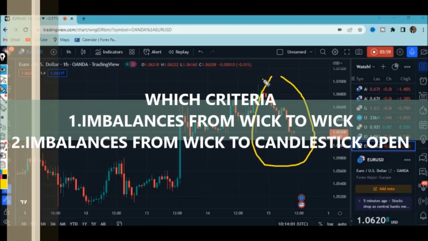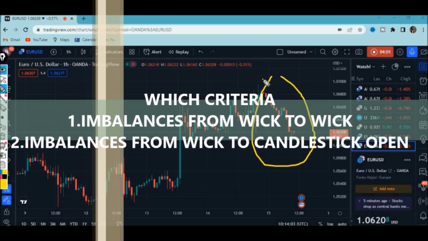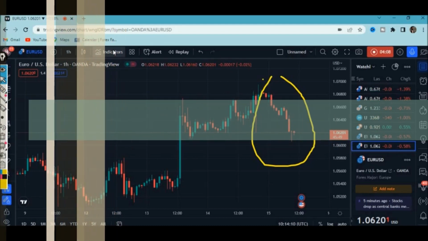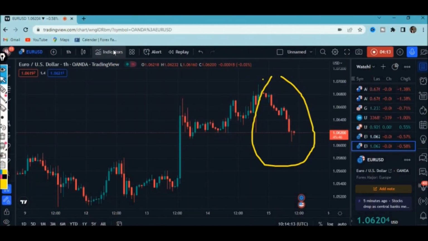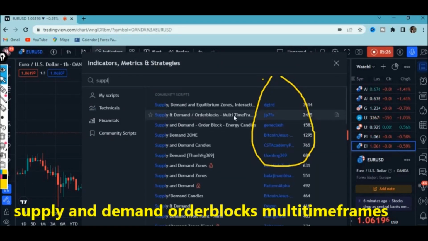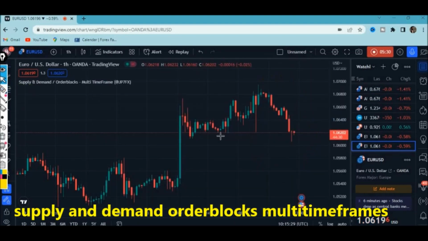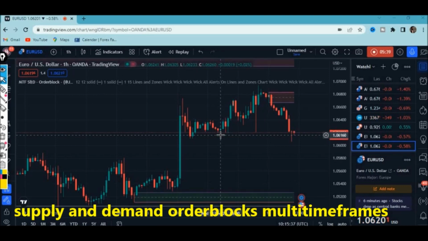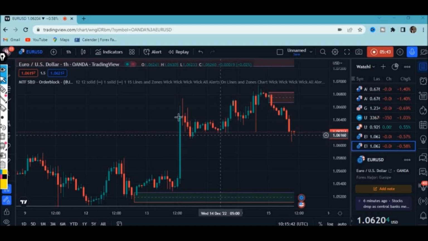So guys, without further ado, I'm going to insert the indicator right now. We're just going to click on the indicators tab right here. Once you click on the indicators tab, you're going to type supply and demand order blocks multi time frame. You just click on it, and this is how it appears on your chart. I'm using the 1 hour time frame, simply because I feel like to find a valid order block you can consider higher time frames.